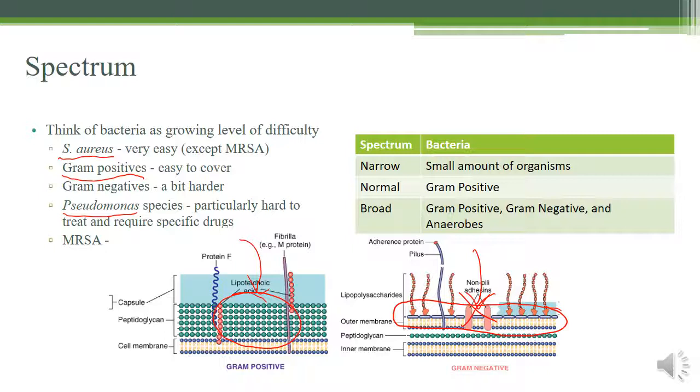Another one that we also find in the hospital is MRSA. MRSA pretty much means methicillin-resistant Staph aureus, and that just means that it's a Staph aureus type that is resistant to our normal beta-lactam, and so we have to come up with new drugs to target it.